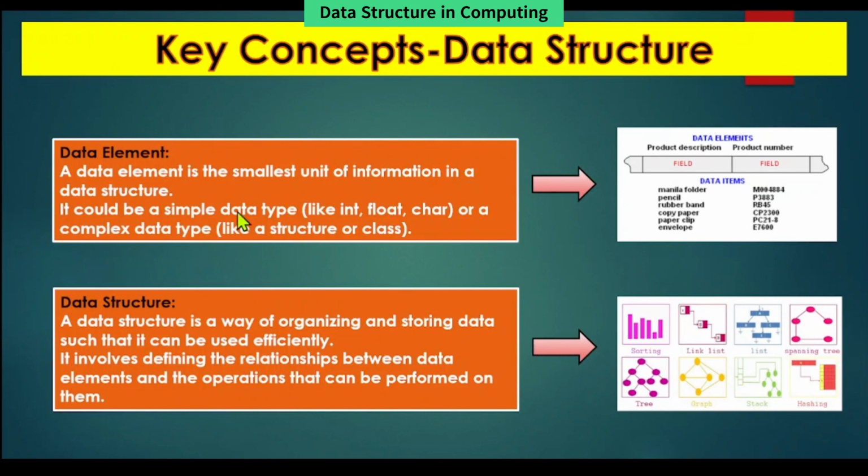Data element. A data element is the smallest unit of information in a data structure. It could be a simple data type, like int, float, char, or a complex data type, like a structure or class. Data structure. A data structure is a way of organizing and storing data such that it can be used efficiently. It involves defining the relationships between data elements and the operations that can be performed on them.